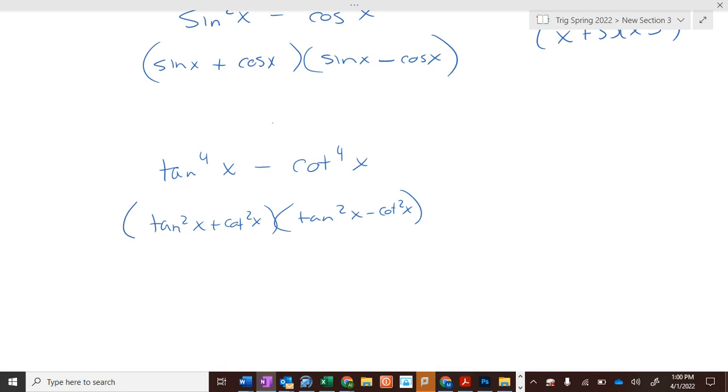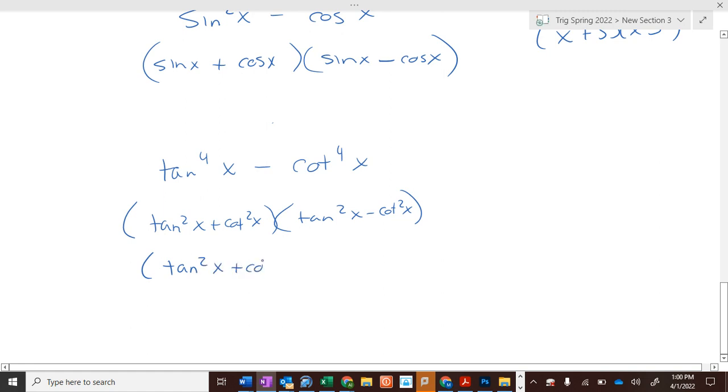No, we're not done. Why aren't we done yet? Second one is still difference of squares. We got to keep going. So tangent squared of x plus cotangent squared of x. Sum of squares doesn't factor, but difference of squares does. So tangent of x plus cotangent of x, tangent of x minus cotangent of x. Okay? So we can keep going with that.